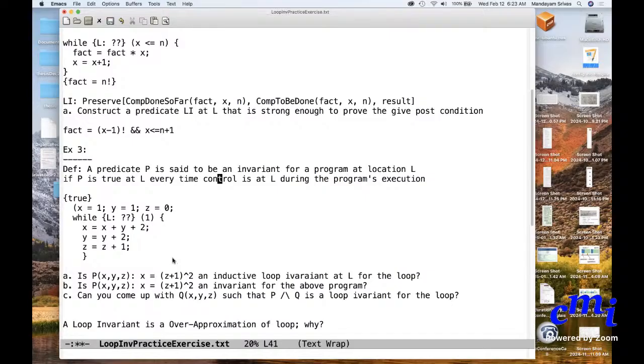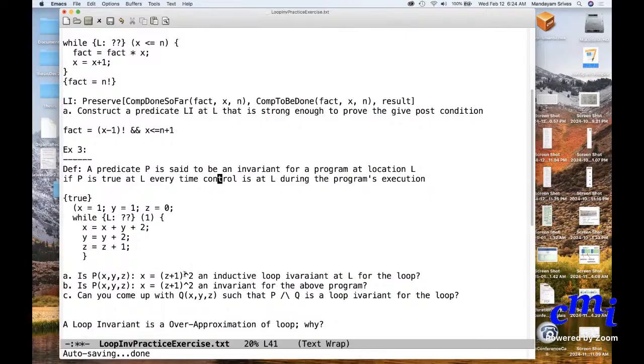See, z plus 1 whole squared is an invariant. In the way that z is modified by the loop, z plus 1 whole squared indeed holds good every time control is at the point indicated by location L. Because the first time, z is 0 and x is 1, so it holds good. And the way x and z are incremented, this holds good every time after an iteration.